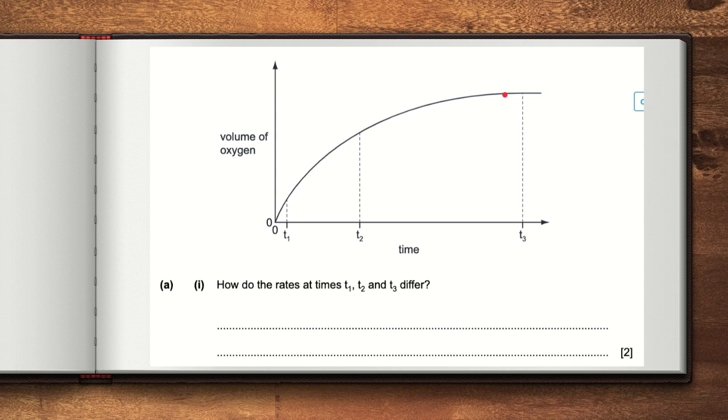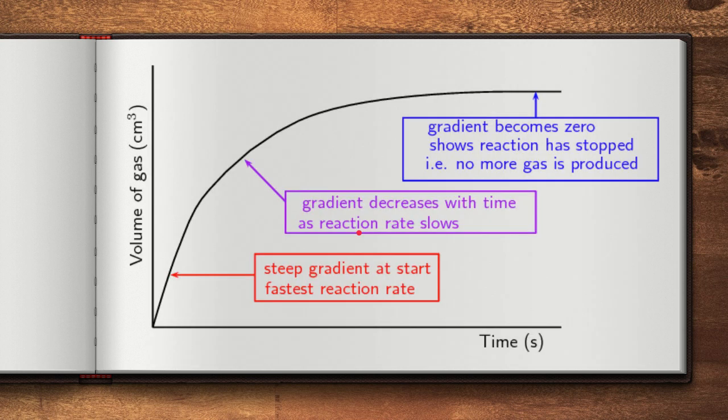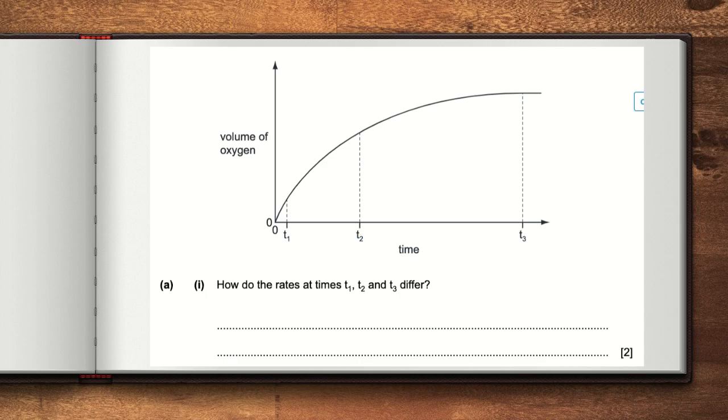So let's have a look. This is the kind of exam question you might get. How do the rates at times T1, T2, and T3 differ? So time 1, time 2, time 3, it doesn't matter. They might put numbers on these, they might not. Don't be alarmed if they just say T1, T2, T3. This is exactly this question here. So pause the video now and think about how you are going to get 2 marks for this exam question.